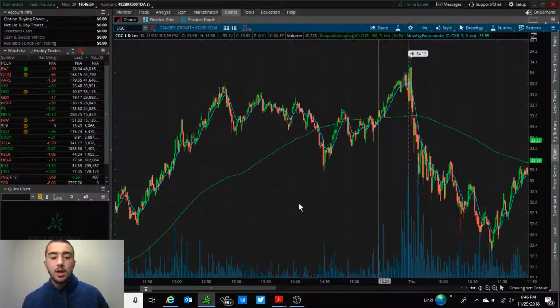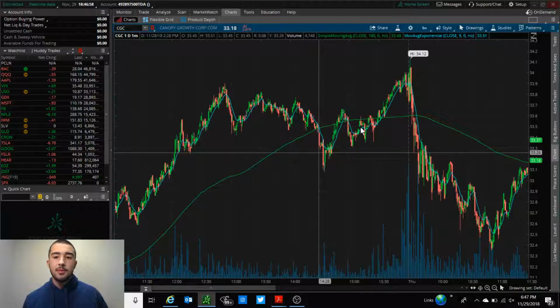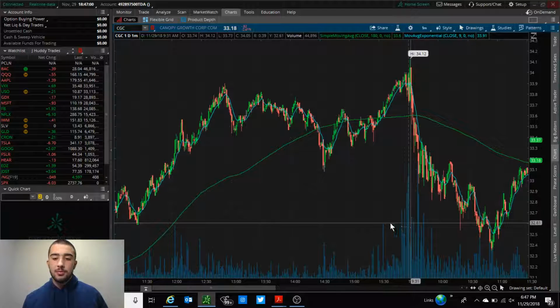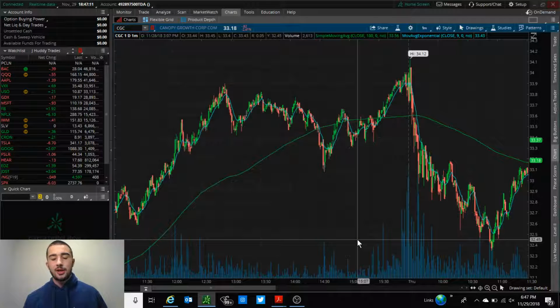A lot of people are curious as to how I have this set up. If you want to see your volume bars overlap on your chart, all you have to do is go to your settings and check overlap volume right down here. Otherwise it'll come up as another chart with solely volume. But this to me is a lot easier to read and it looks better.